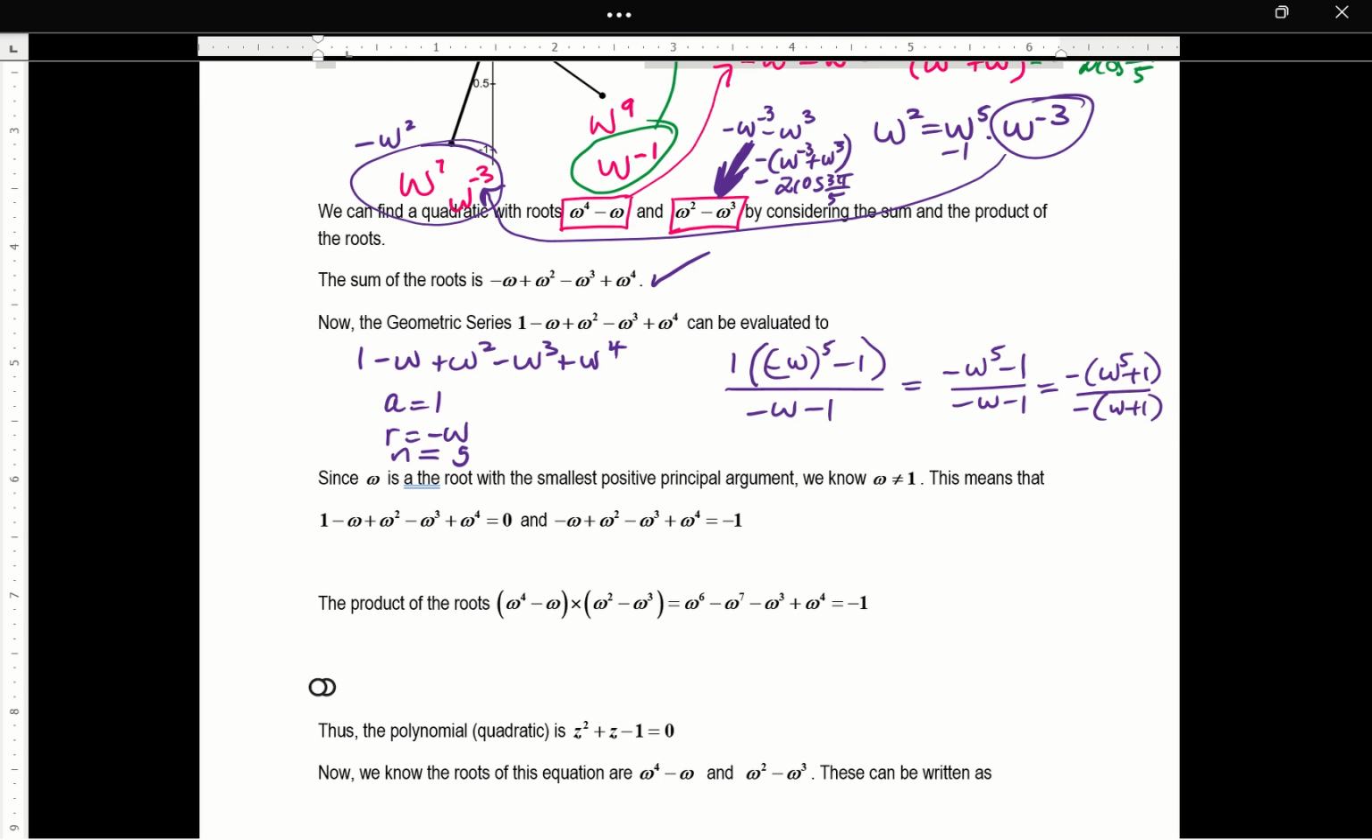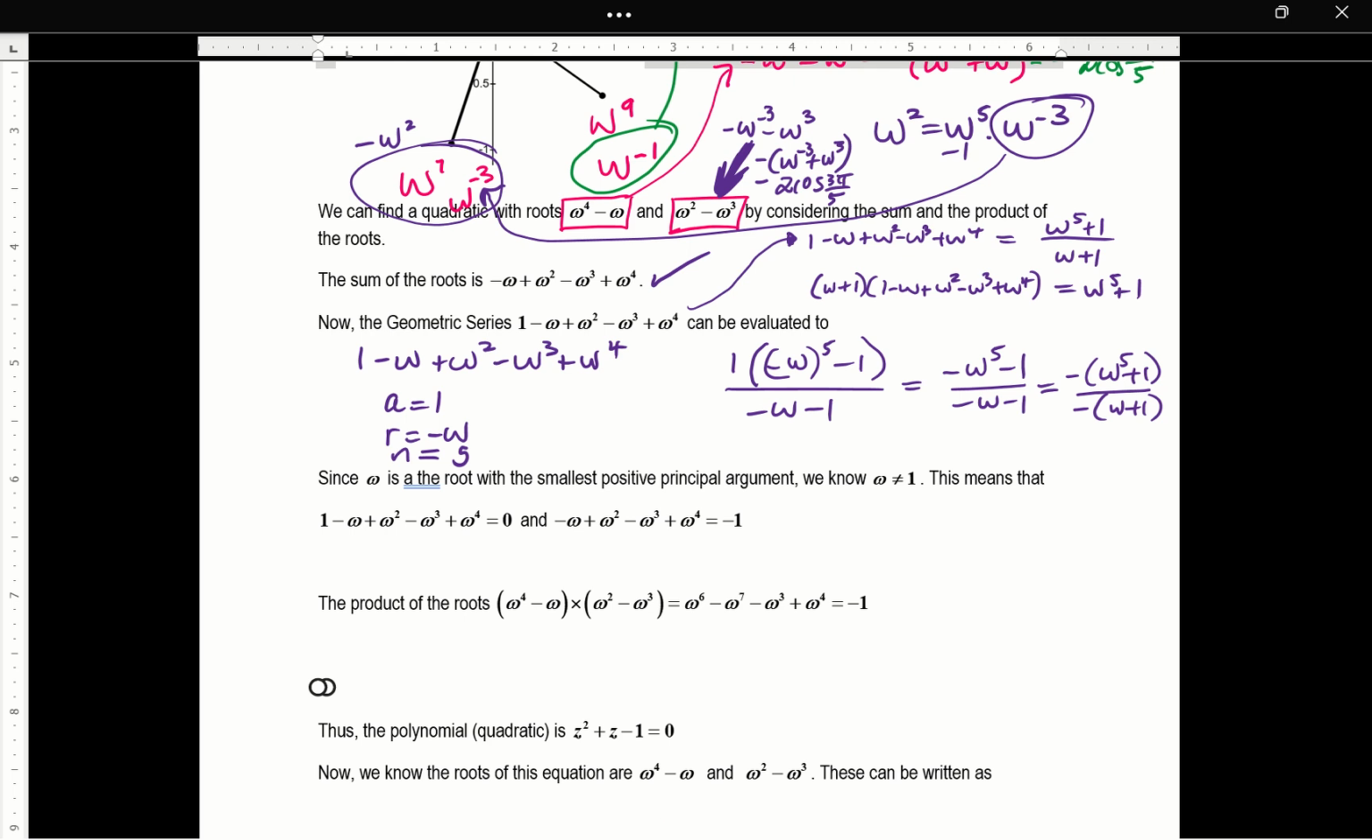All right, so what we're saying there, let's create myself some room up the top here. We're saying that this series 1 minus W plus W squared minus W cubed plus W4 can be summed up to be W5 plus 1 on W plus 1, which means timesing both sides by W plus 1, we get 1 minus W plus W squared minus W cubed plus W4 equal to W5 plus 1.